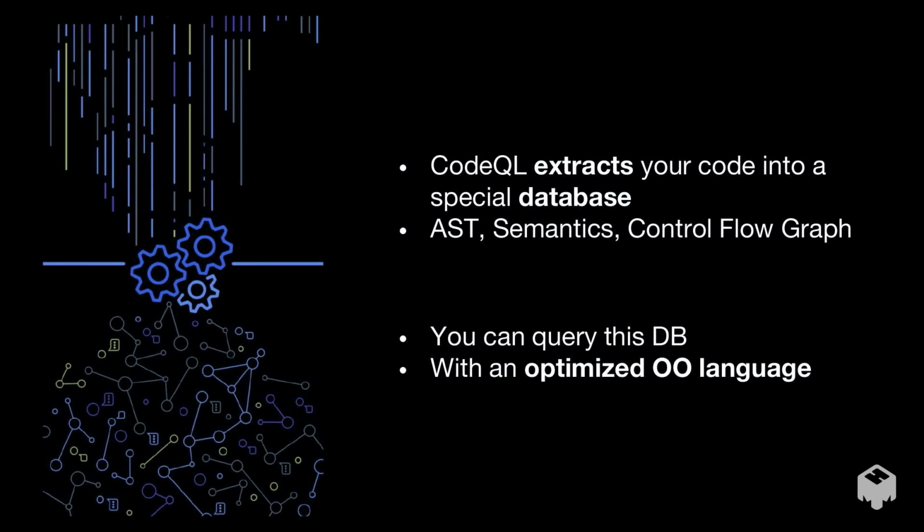As I showed you with the NASA examples, CodeQL helps you find vulnerable patterns in your code. How does it work? CodeQL extracts your code into a special database. It will extract the abstract syntax tree, the semantics information, the control flow graph. And then once it's done, you can query this DB as you would query any other DB. But you will not do that with a simple SQL query. You will do that with an optimized object-oriented language based on Datalog.